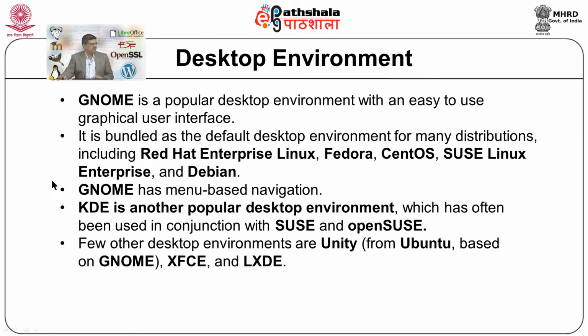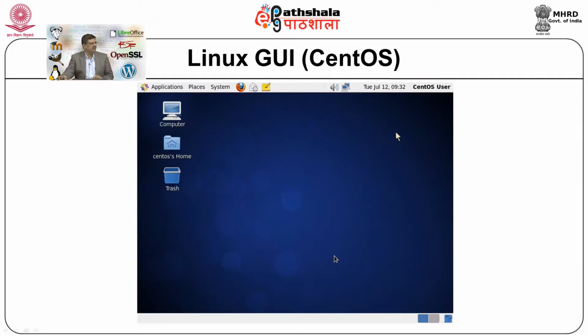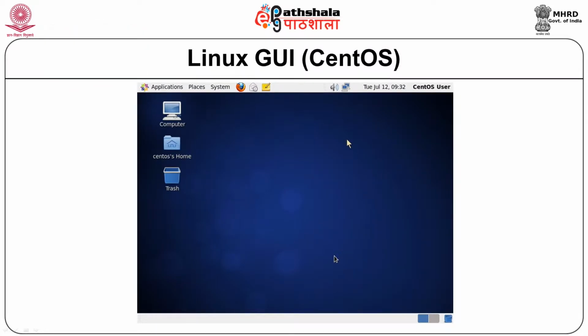So, let us explore the desktop environment, and when we say desktop environment, it is a bundle of different tools and utilities that come in the form of a graphical user interface. So, this is a screen of CentOS. It is a GNOME desktop. Once the system is installed, you will see this screen.